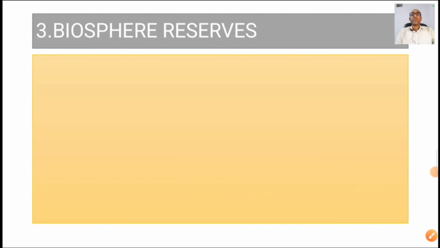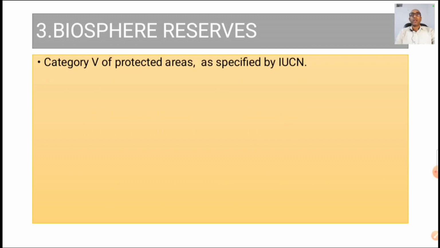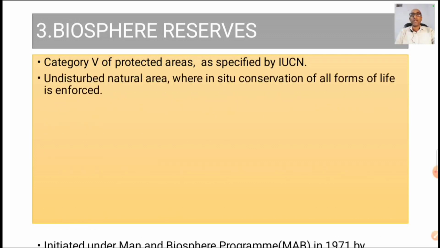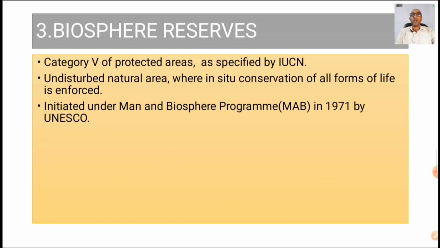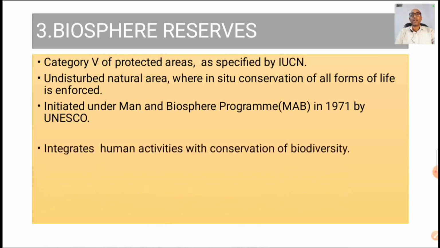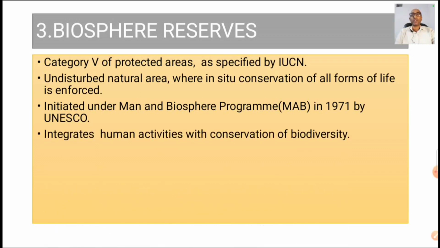As far as biosphere reserves are concerned, they fall under category 5 of protected areas as specified by IUCN. Now, a biosphere reserve is an undisturbed natural area where in situ conservation of all forms of life is enforced. It was first initiated under the Man and Biosphere program in 1971 by UNESCO. So it's a program which integrates human activities with conservation of biodiversity. Actually, it consists of 3 zones: core zone, buffer zone and transition zone.